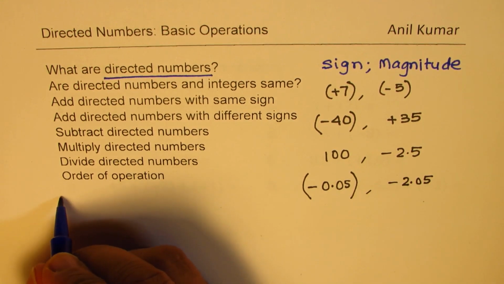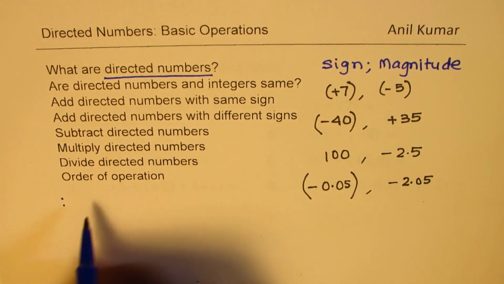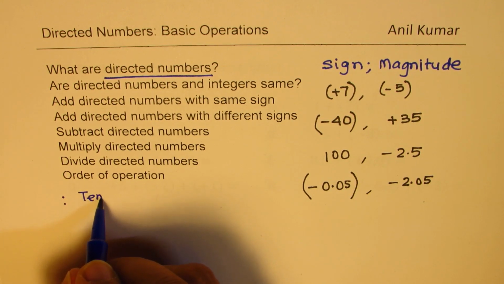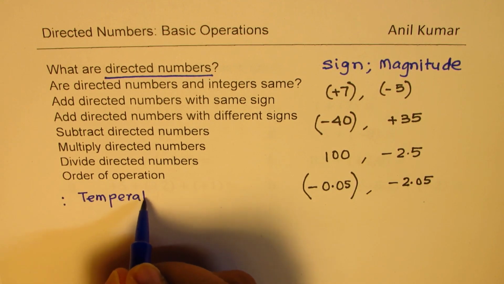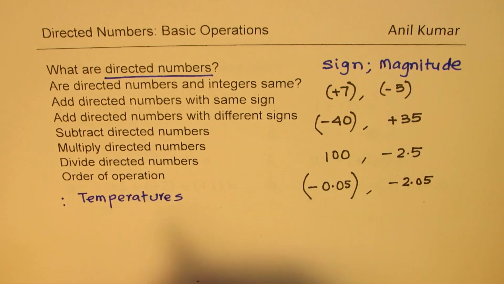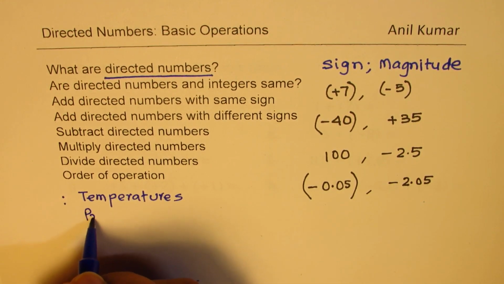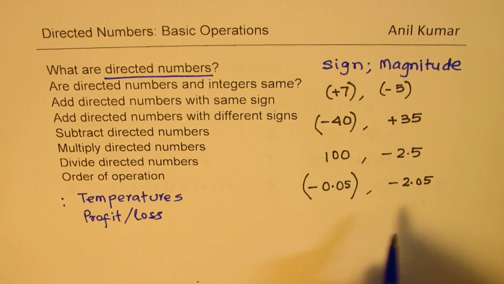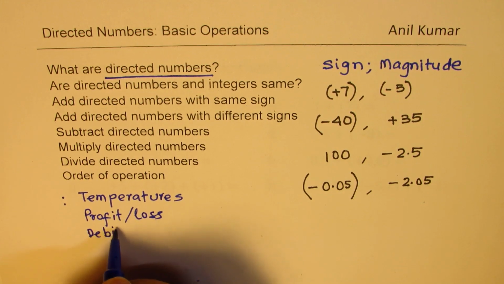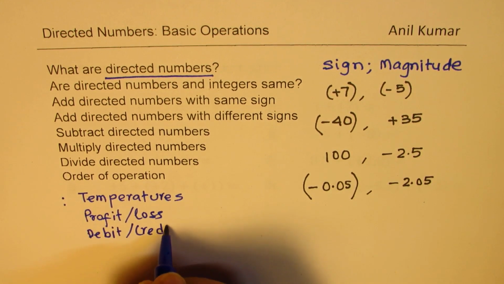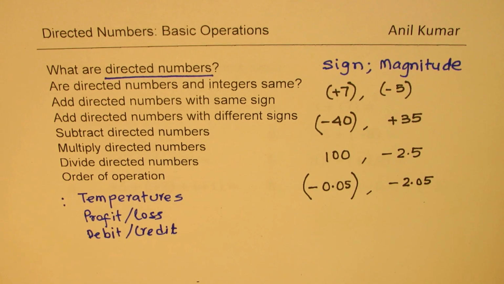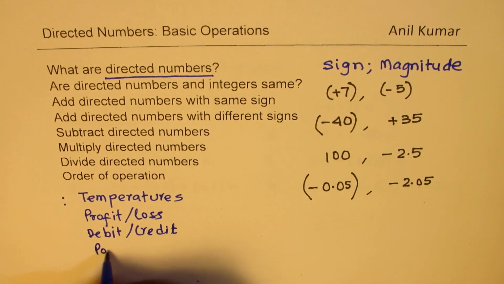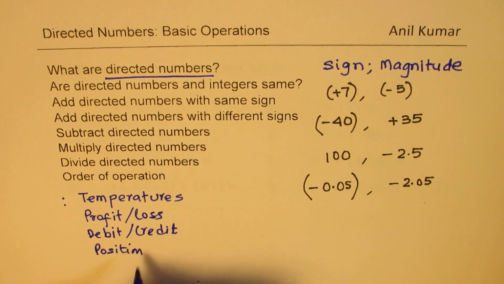Now there are so many ways in which they are used. For example, one of the applications is in temperatures. You see positive and negative temperatures. You see profit and loss, for example. We can use directed numbers for debit and credit. So many examples. We could have some word problems in which we could see directed numbers. Even when we see movement, we may say position. Now, position is kind of important.